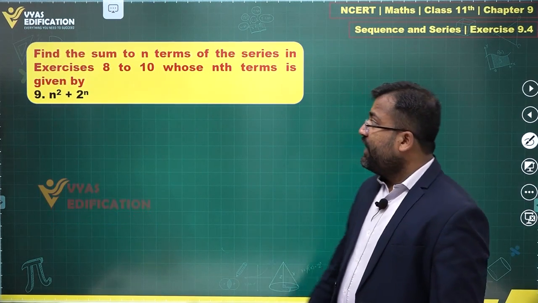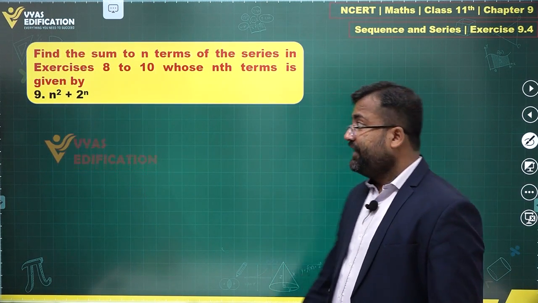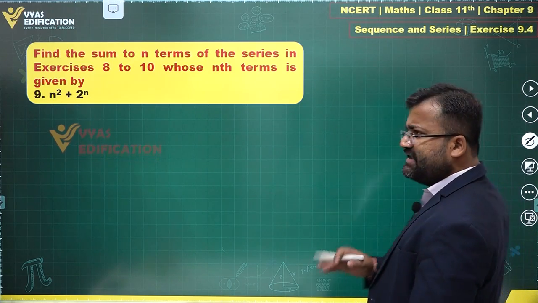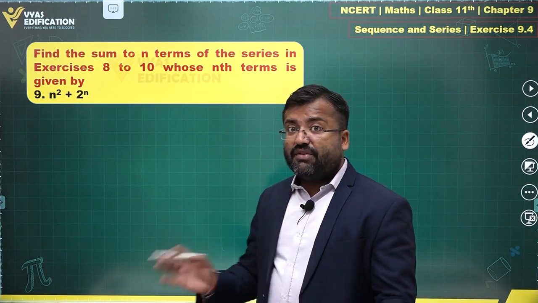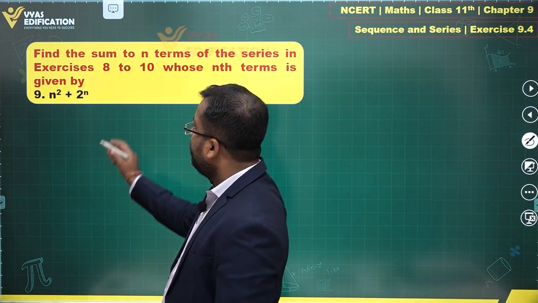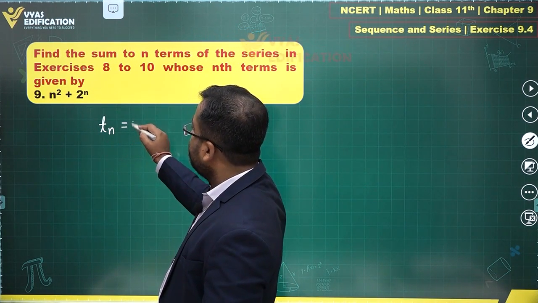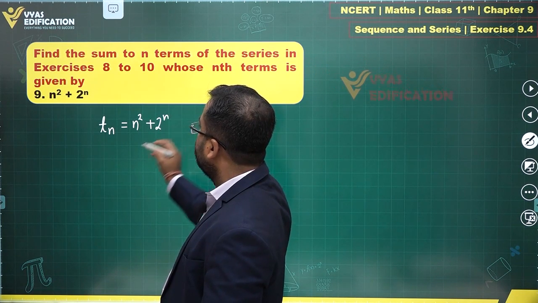In question number 9th, what do we have? We have n square plus 2 power n. Pretty interesting, 2 power n. That's different from what we have seen in the past in this exercise, but something similar we have seen in one of the exercises before. Tn is n square plus 2 power n.